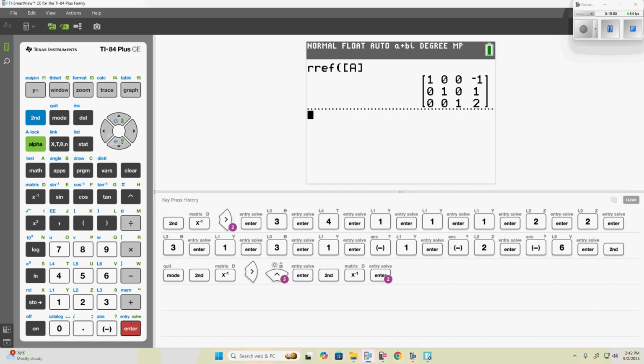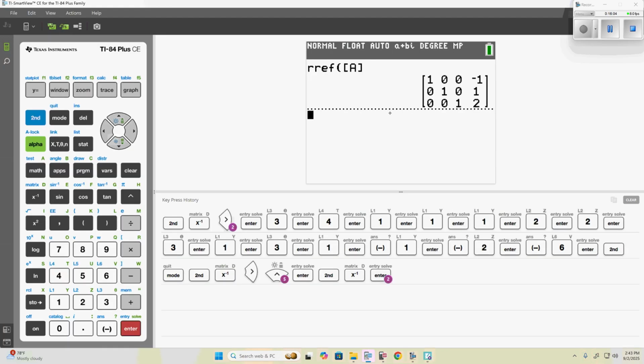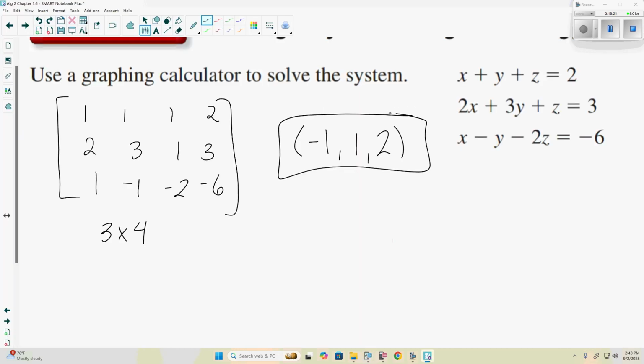Yes? So top to bottom the answer is -1, 1, 2. As we saw in the previous one, because it's x, y, z, 1, 0, 0 is 1x plus 0y plus 0z. So it's just telling us x equals -1. The middle one's telling us y equals 1, and the bottom row tells us z is equal to 2. Questions on how we did this? We're ready for the next one.